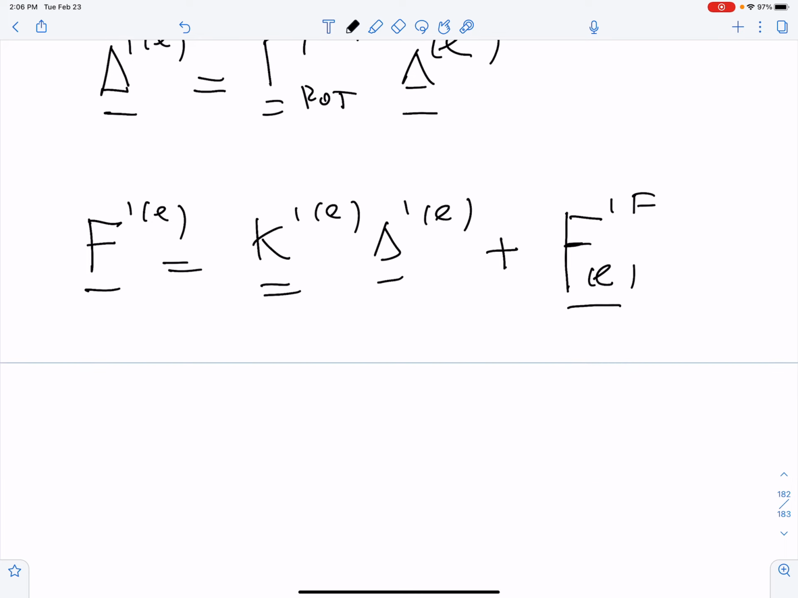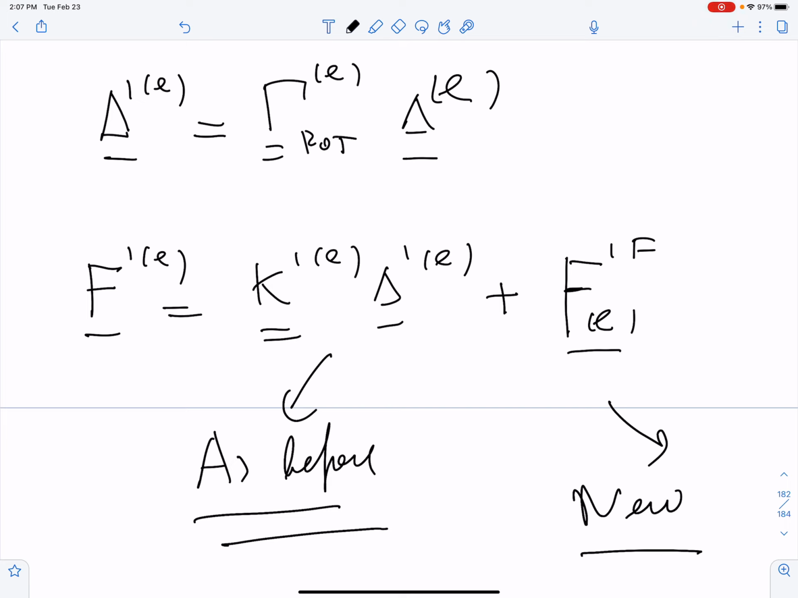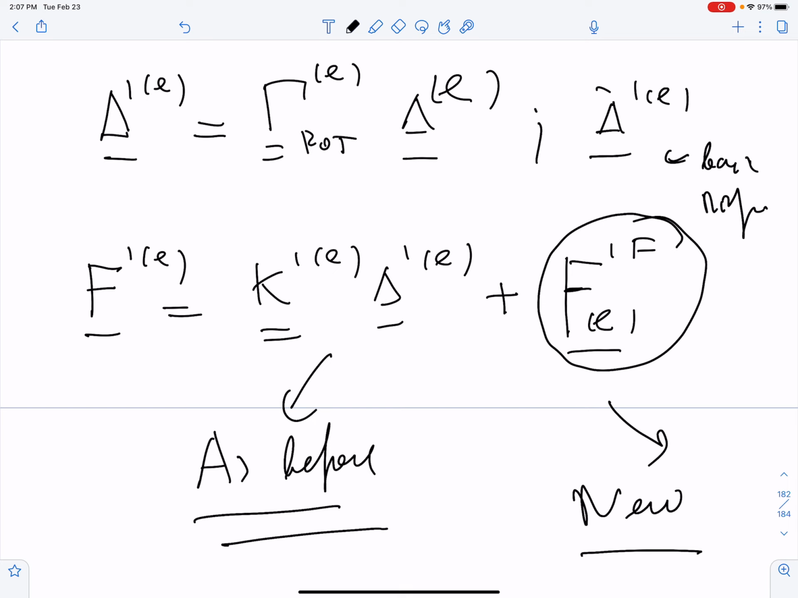Okay, so this is as before, and this is new. Note here that what we would do in the past is obtain delta prime E, and then we would get the delta prime over bar E, the basic displacement. But the basic displacement here is more problematic because the applied forces due to distributed load don't make sense in the basic displacement.